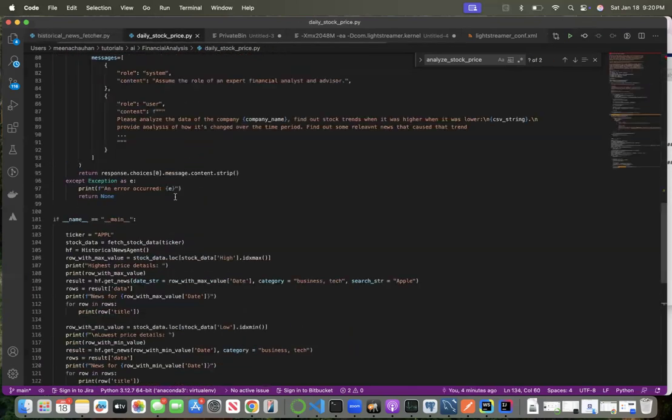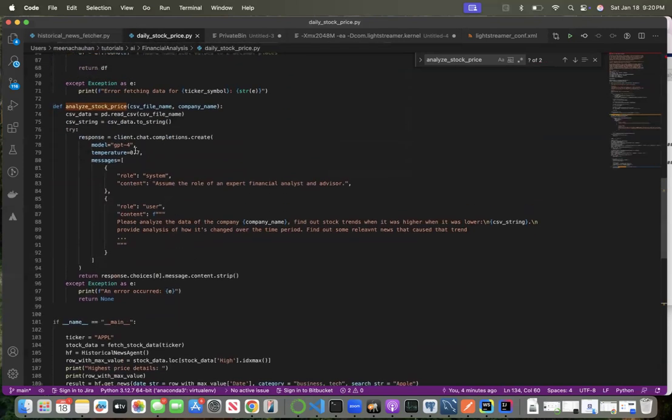In this, I have also now added an AI prompt, an OpenAI prompt rather. What AI is doing is, I'm telling AI to assume the role of an expert financial analyst and advisor, and as the user, I'm creating the content as: please analyze the data of the company name, find out the stock trends when it was higher and when it was lower, and I'm passing the CSV string.